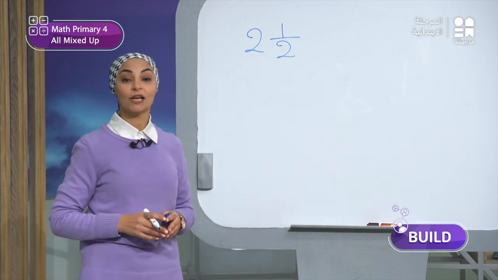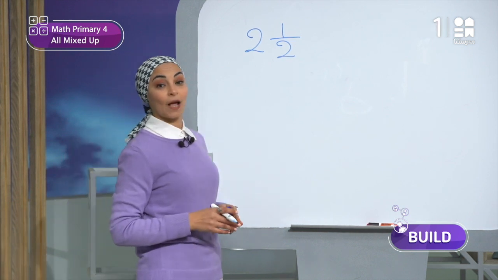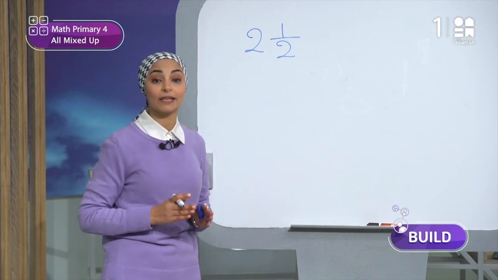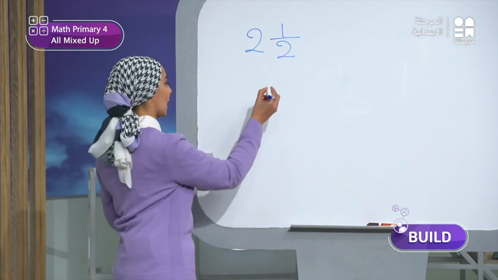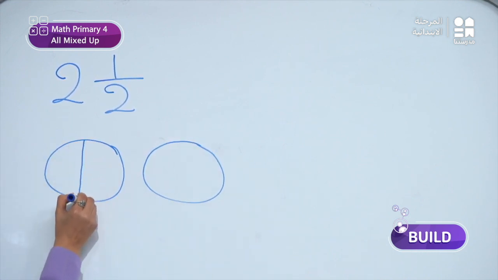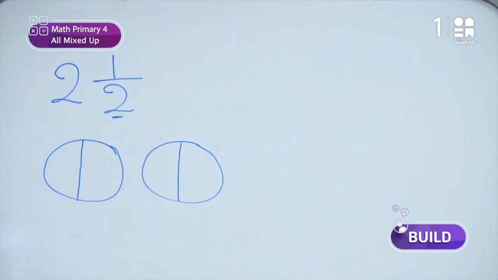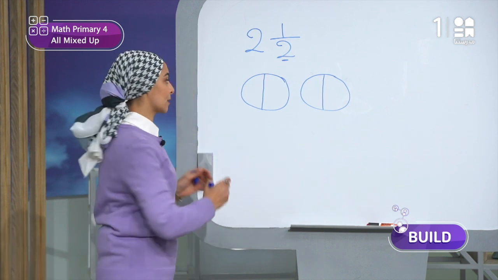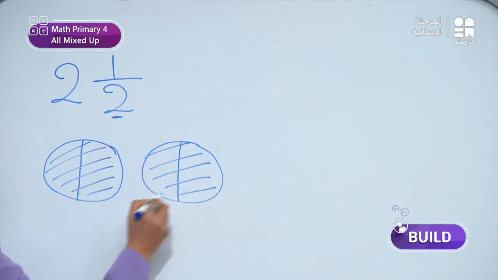I will draw a model to represent this mixed number 2 and a half, and please pay attention with me. Now we have two wholes, so we can draw two circles, right? And divide each one into equal parts to represent the denominator. The first thing we will do is draw two circles. Each one I will divide into two halves. Why two halves? Because my denominator is 2. We will shade all the parts. Why? Because I have two wholes. So I will shade the two whole circles, right?